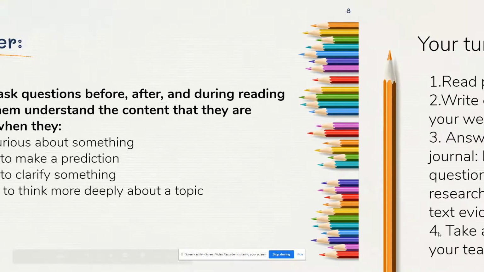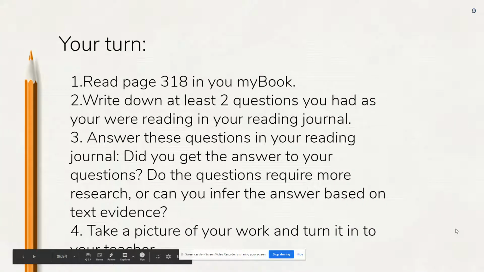Now it's your turn. Read page 318 in your My Book. Then write down at least 2 questions you had as you were reading in your reading journal. Answer these questions in your reading journal also. Did you get the answers to your questions? Do the questions require more research, or can you infer the answer based on text evidence?